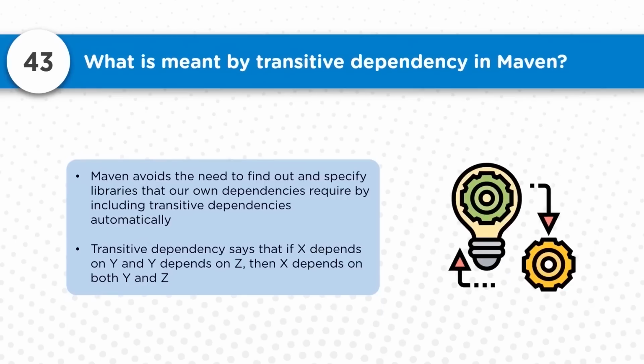What exactly is a transitive dependency in Maven? Maven avoids the need to find out and specify libraries that our own dependencies require by including the transitive dependencies automatically. Transitive dependencies say that if X depends on Y and Y depends on Z, then X depends on Y and Z both. Which means that you are not dependent on one artifact only; you also need the Z artifact along with the Y artifact.